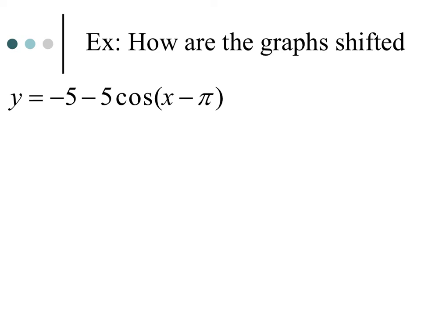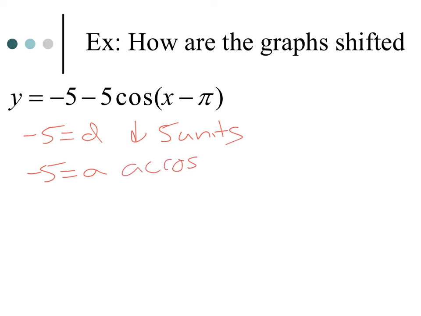Alright, now we're going to see how much of that you understood. We're going to try and identify all of these shifts for this graph. So, we're going to go from left to right here. That first negative 5 is our d value. Since it's a negative 5, we're going to be going down 5 units. That second negative 5 is our a value. Since it's negative, we have two shifts. It's going to be reflected across the x-axis, and it's also going to be 5 times as tall.